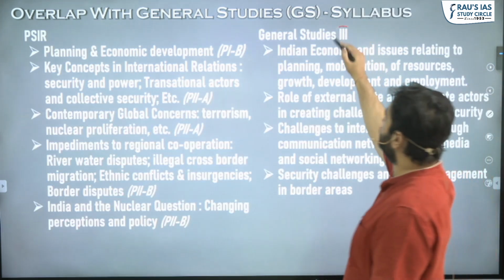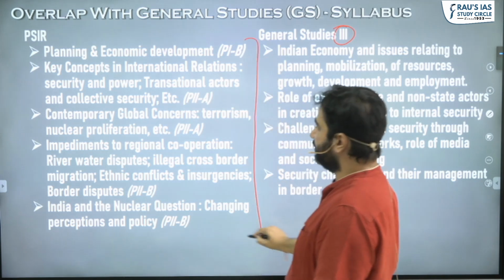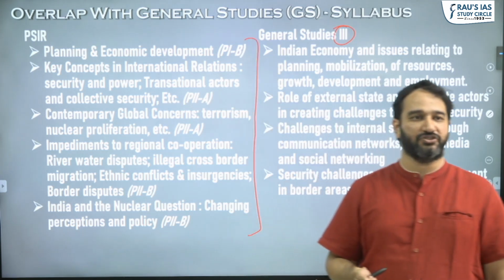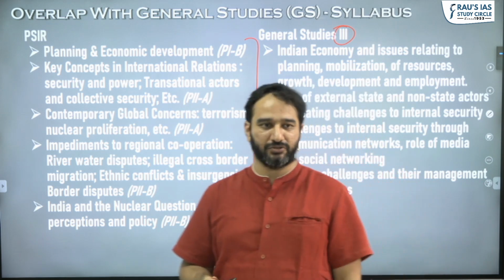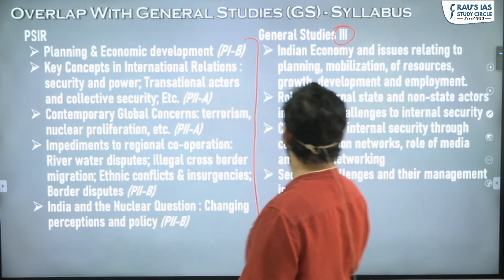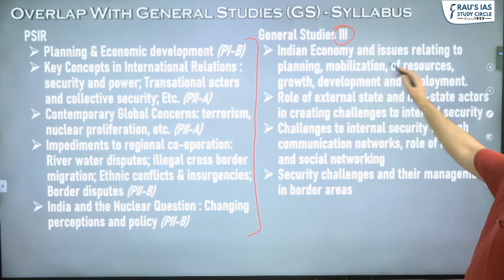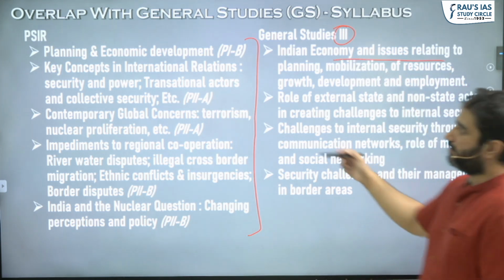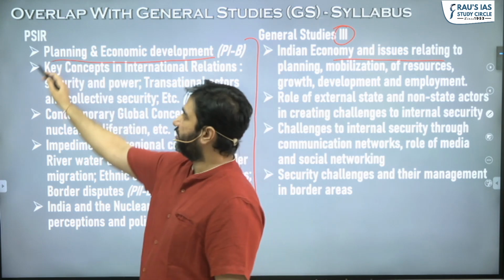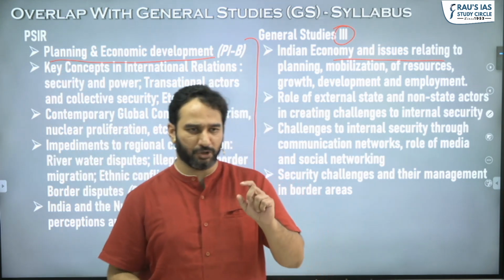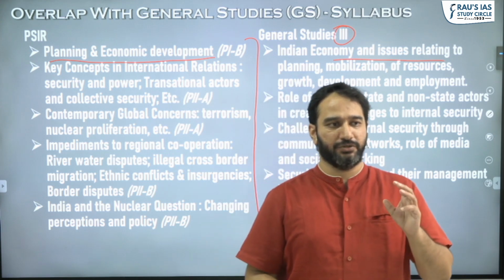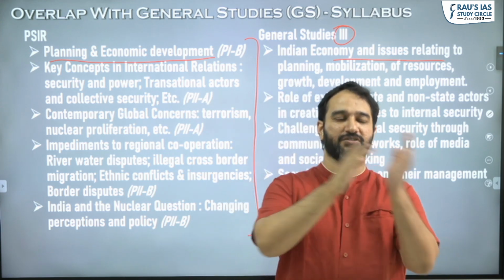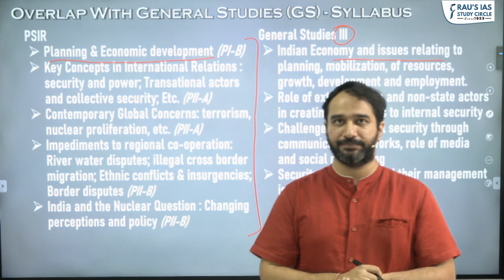Apart from this, there's certain overlap with GS paper 3 also. GS paper 2 is completely the same, polity and IR are exactly there. But within GS paper 3, it talks about the Indian economy. Now, planning and economic development is also there in PSIR. It's just a very small topic. It's not very big. It talks about land reforms and other things. But if you prepared for GS paper 3, it becomes easier to do it for PSIR.